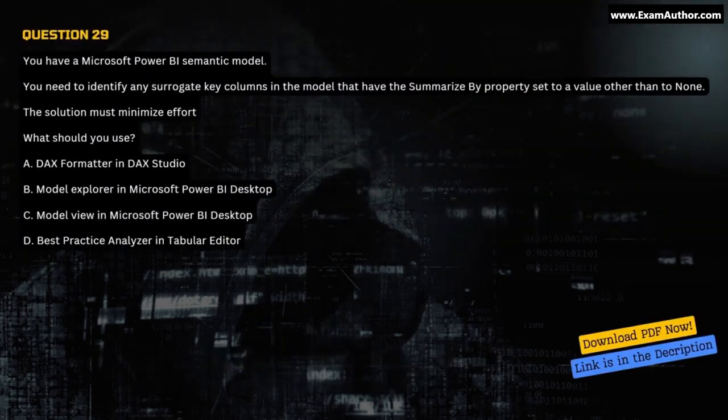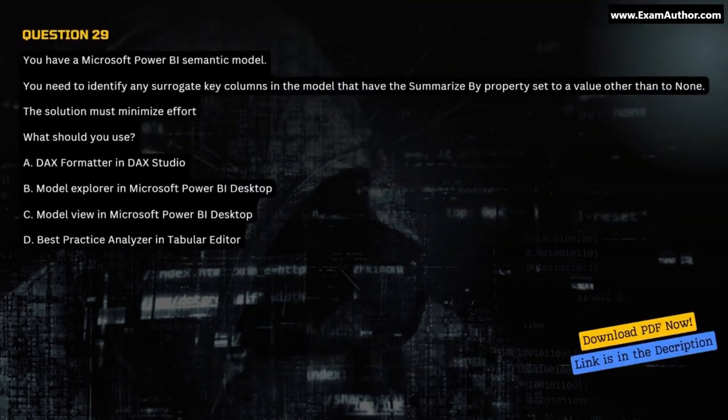Question 29. You have a Microsoft Power BI semantic model. You need to identify any surrogate key columns in the model that have the summarized by property set to a value other than none. The solution must minimize effort.